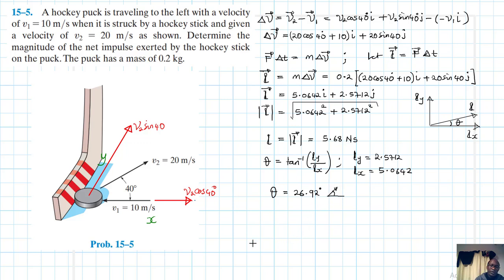Okay, I think this is about it. We found the magnitude of our impulse in newton-seconds, and we've also found the angle.